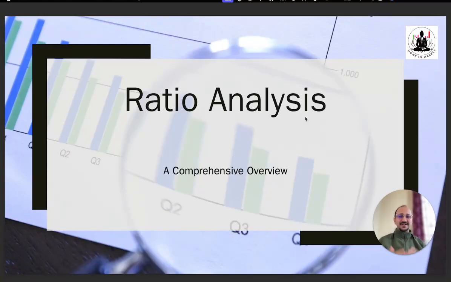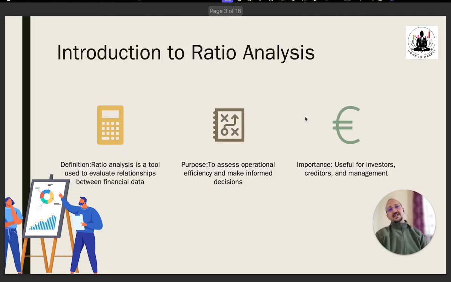So, we are discussing fundamental analysis, and in that series, we are starting a new topic today, that is ratio analysis. Very interesting topic, and it will make your equity research a bit smarter, a bit more effective. It will decrease the time of equity research. So, guys, let's start with the ratio analysis.